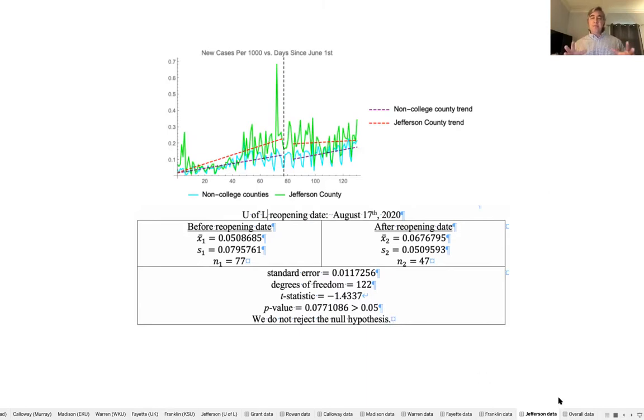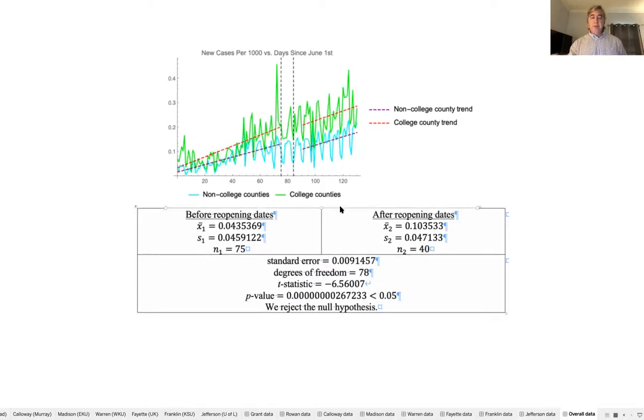So the last step of this was to combine all the counties, the eight counties that had public universities that I've just mentioned here, pool them together and compare them to the non-college counties. And the conclusion here, when you look at the difference, is that it becomes pretty clear the difference is indeed greater than it was before these schools reopened. In fact, it generates an extremely small p-value, so we are able to reject the null hypothesis in this case.